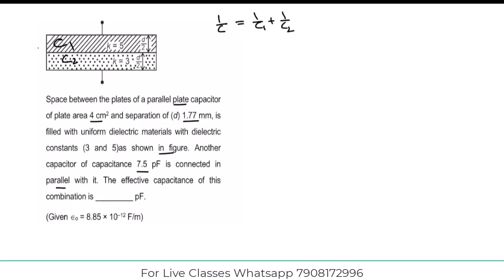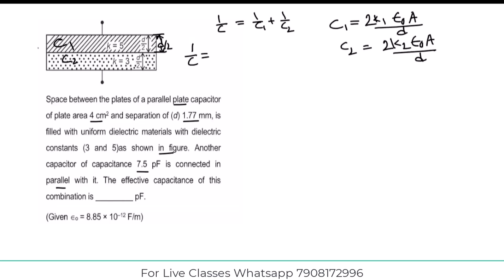Now what is C1? We know that for a parallel plate capacitor C = Kε0A/d. So here C1 is K1ε0A divided by the separation d/2. The total distance is d and this is d/2. Similarly C2 will be K2ε0A divided by d/2. Now put this value of C1 and C2, so 1/C = 1/C1 + 1/C2.